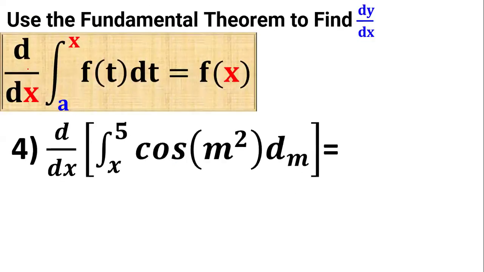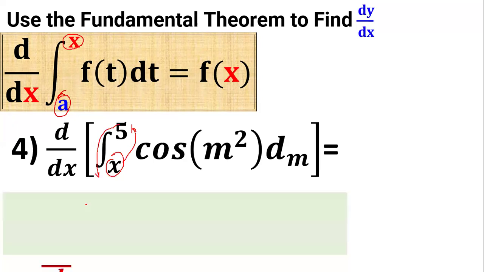Then here you need to be careful. As we discussed before, the lower limit should always be a constant, and the upper limit should be a variable. But here we have the reverse. So in order to apply this rule, we need to exchange: x should be at the top, at the upper limit, and 5 should be at the bottom. Just exchange.